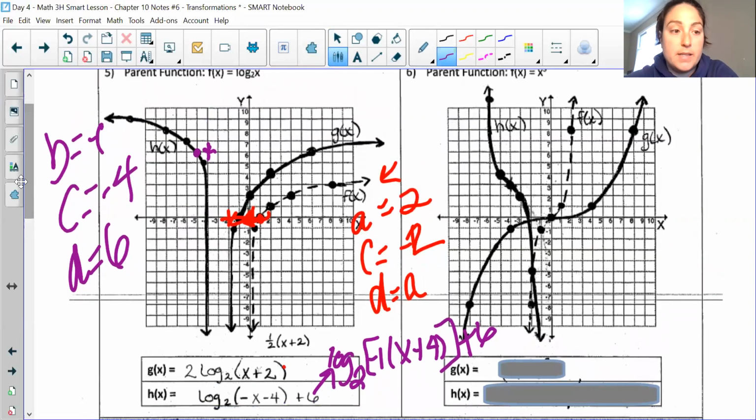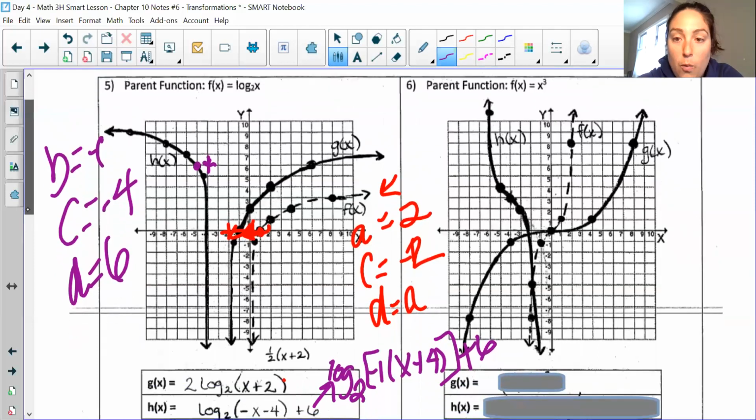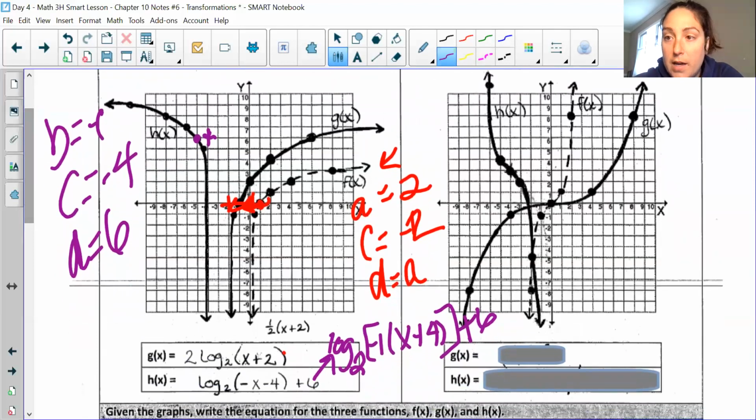All right, in our next example, the parent function is f of x equals x cubed. So to find the equation for g of x, again, we want to take a look at our critical value. For x cubed, that critical value is going to be that (0, 0). In this case, it looks like that (0, 0) did not shift. So there's no C value or D value, but there is definitely a change here.